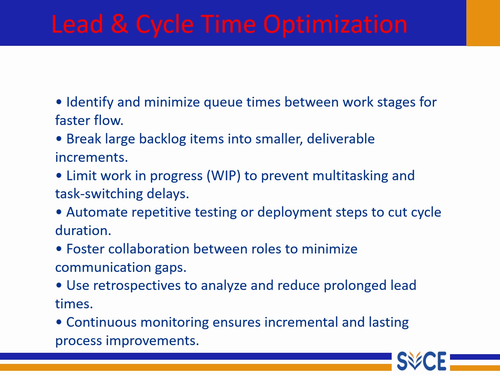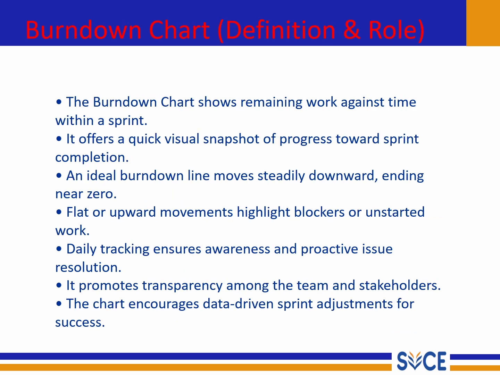And finally, remember that continuous monitoring is key. Optimization is not a one-time effort, it's about constantly finding small ways to make the process better and faster every sprint. So in short, optimizing lead and cycle time means keeping the work small, flow steady and feedback continuous. In the next slide, we will see the burn down chart. Here we'll see the definition and role of the burn down.